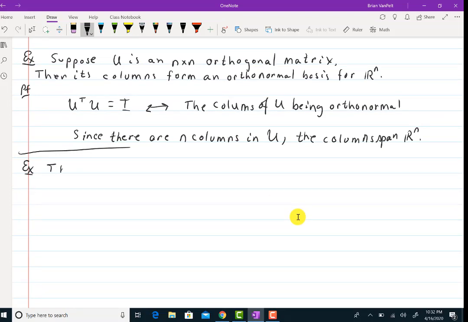The mapping of x into the projection of x onto a line is a linear transformation.